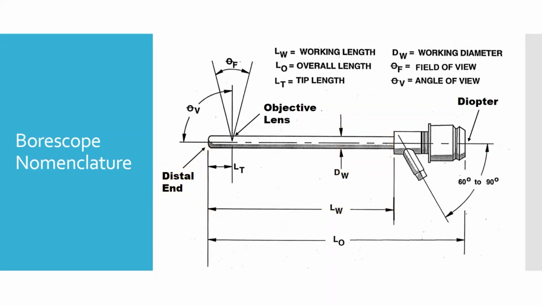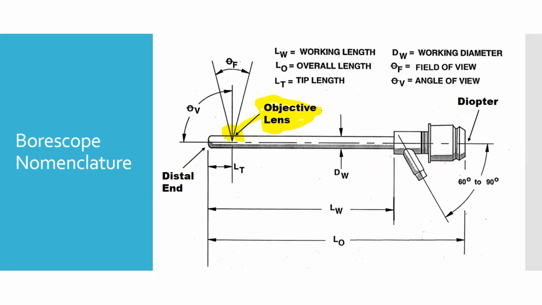Length overall includes the eyepiece and end, and then a few other things. So we've got our objective lens right here. This is going to be the primary lens where our image comes in, or where the camera is located on a video scope. And that is the way you can remember it: it's out at the distal end. It's closest to the object that you're looking at. Okay. Objective lens near the object.